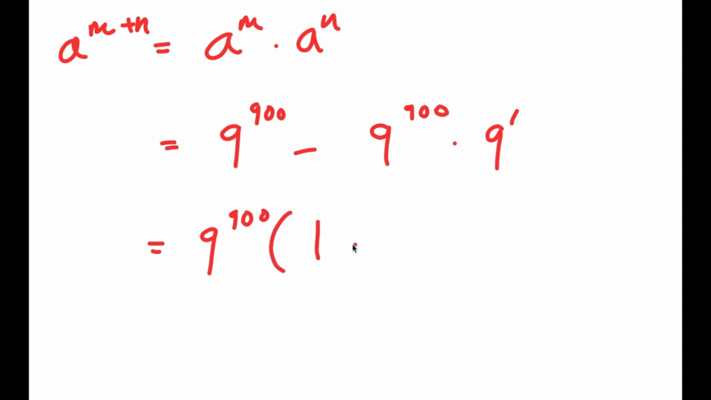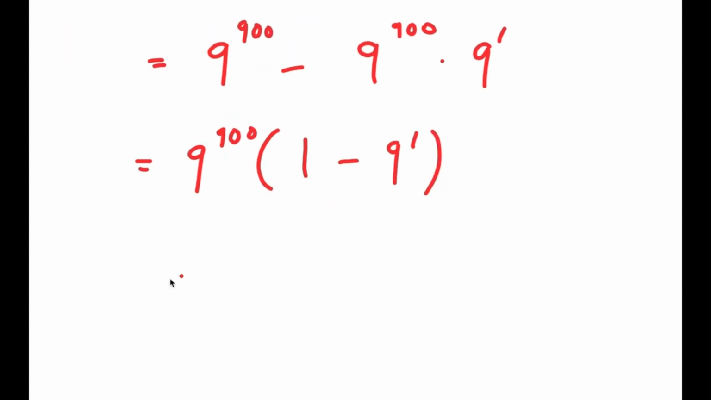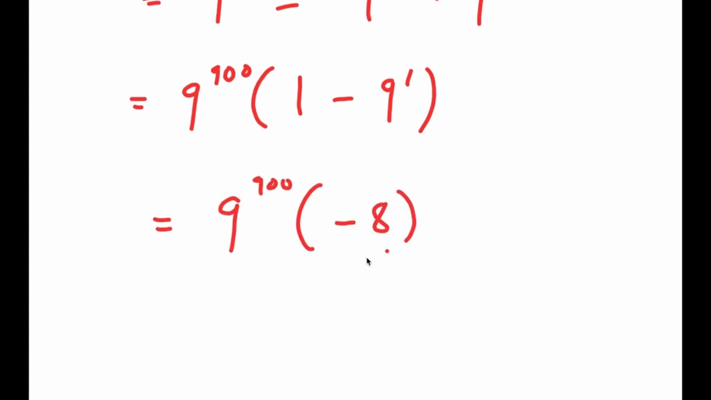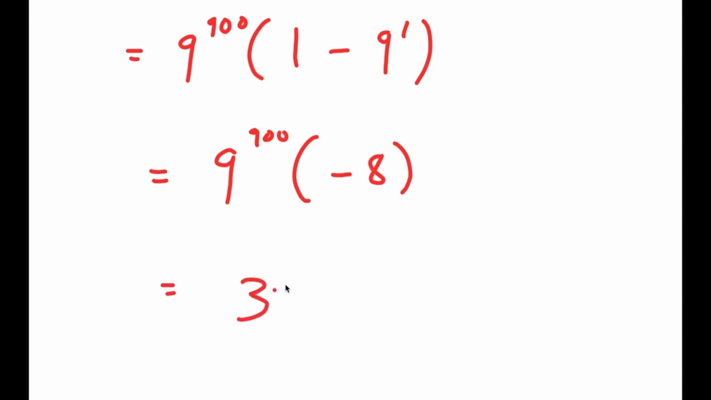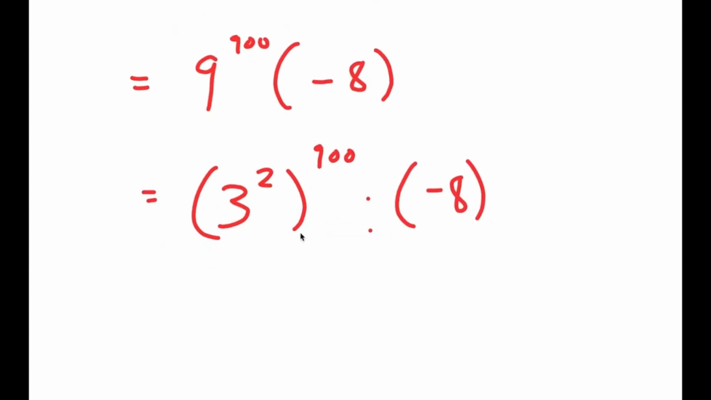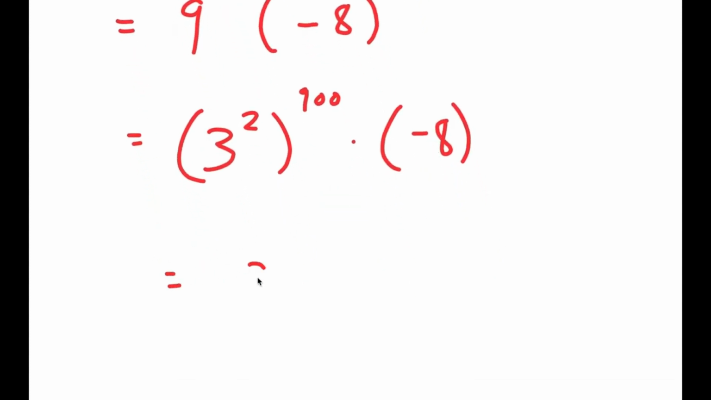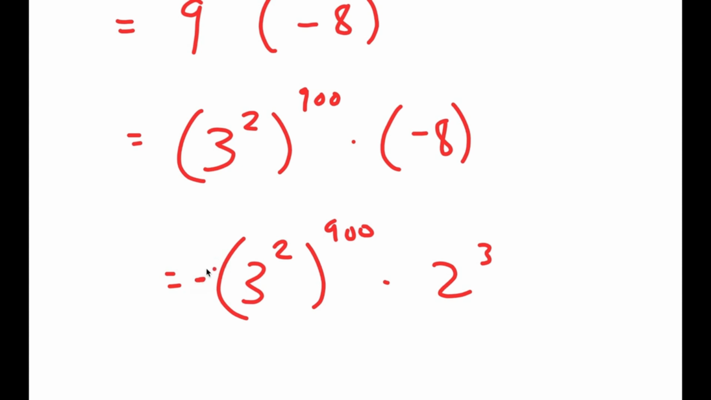Now if I factor out 9 to the power of 900, I get 9 to the power of 900 times 1 minus 9 to the power of 1, which is equal to 9 to the power of 900 times negative 8. Now this turns to 3 squared to the power of 900 times negative 8. And negative 8 I can rewrite as 2 to the power of 3, and I'm going to put the negative sign at the front.